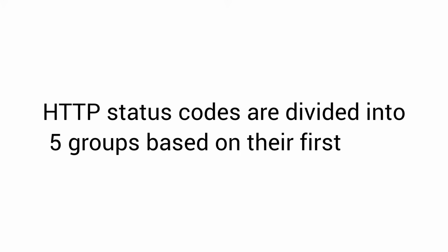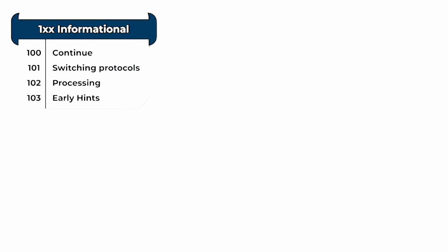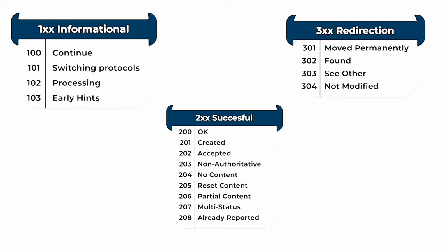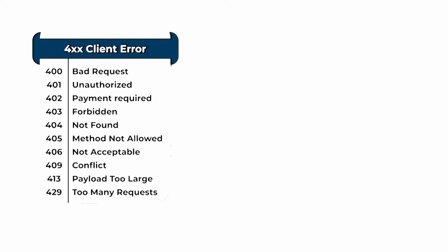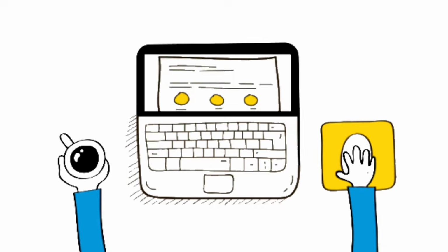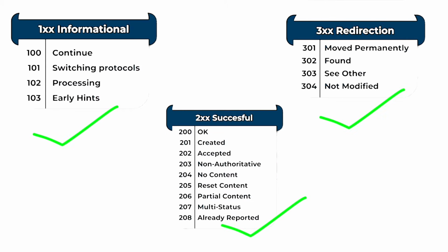Now, there are 5 main categories of HTTP status codes: 1xx informational codes, 2xx success codes, 3xx redirection codes, 4xx client error codes, and 5xx server error codes. But in this video, we will talk only about 4xx and 5xx categories, because these are the ones we actually see while browsing. And the other categories just do their job quietly in the background.